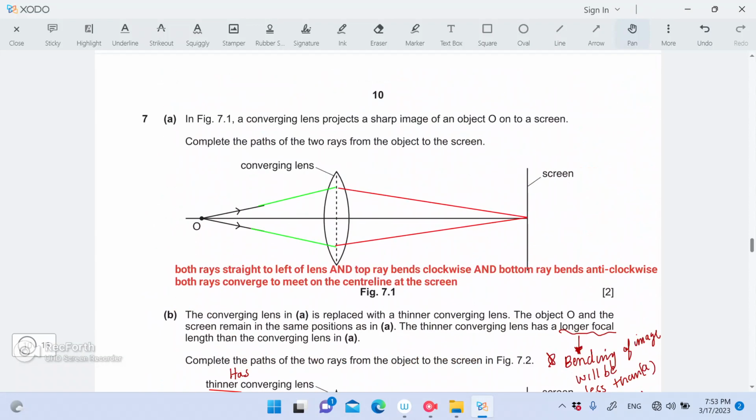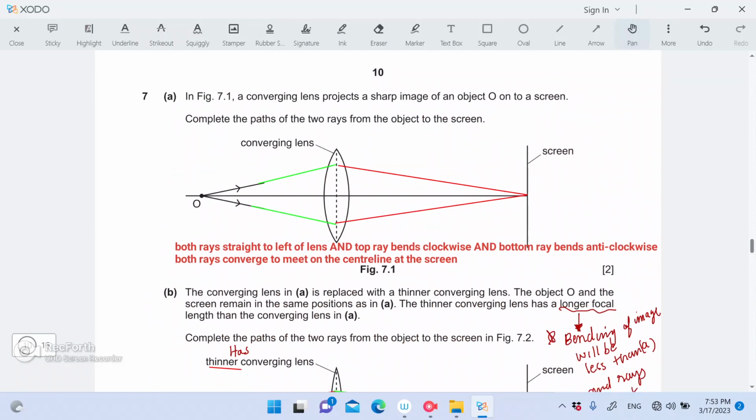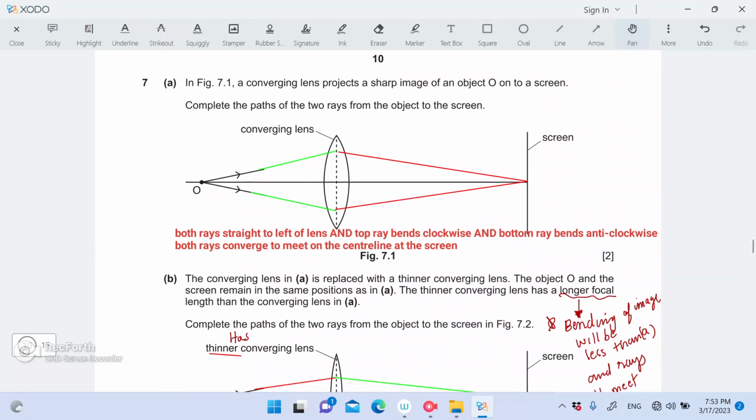So see here, this is May, June 1942, question number 7. A convergent lens projects a sharp image of an object on the screen. Complete the path of two rays from the object to the screen. So draw the two rays, just see where they are meeting.